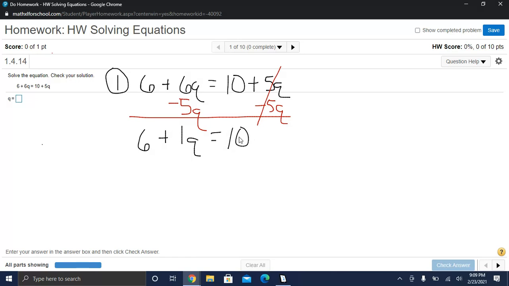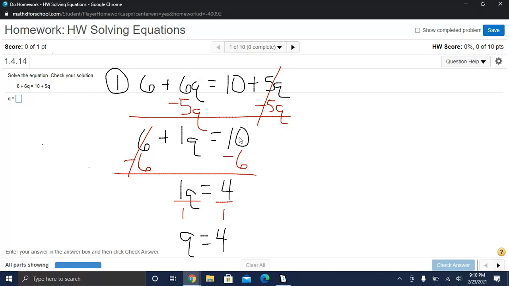And then my next goal would be to get my numbers on one side, so I'll subtract 6. That'll let 6 cancel, leaving me with 1q equals 4. And then I can divide on both sides by 1, and q will equal 4. And that'll be an example of your first problem on this Math Excel assignment.